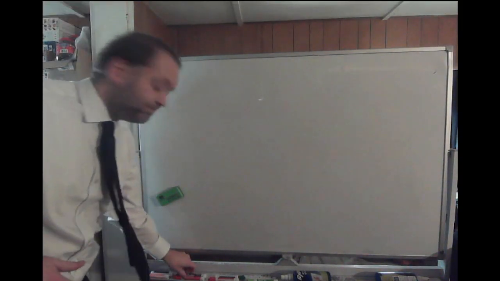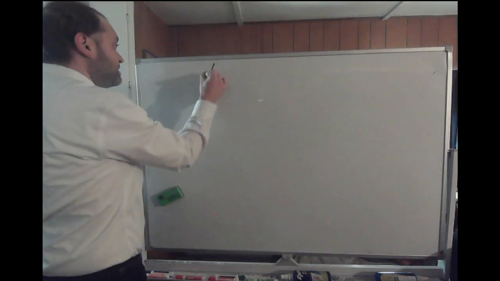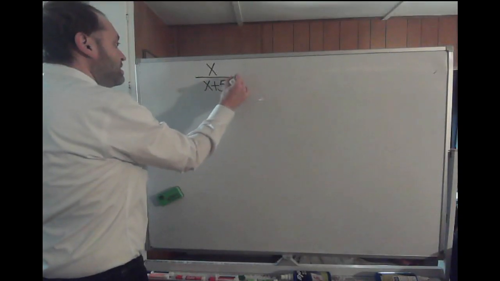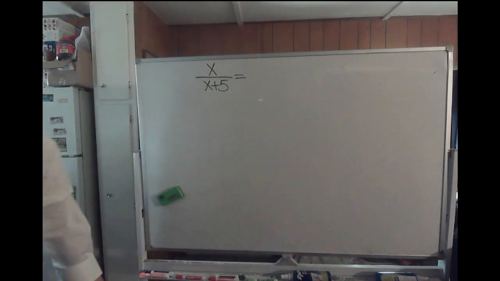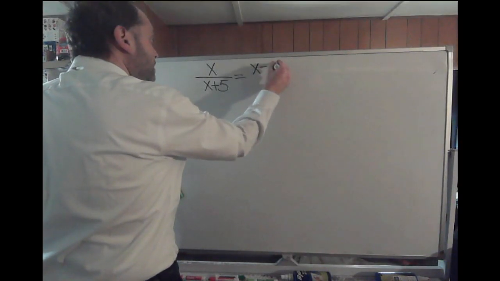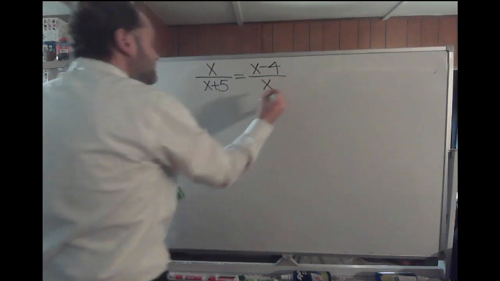All right, let's do a few quadratic ones. I feel it's time to do that too. I have 6 quadratic equations we're going to discuss. So they're going to be quadratic. So we have x all over x plus 5, which is set equal to x minus 4 all over x.